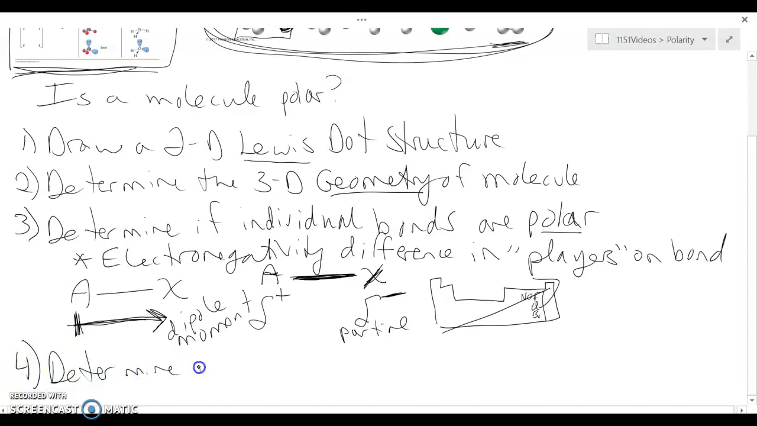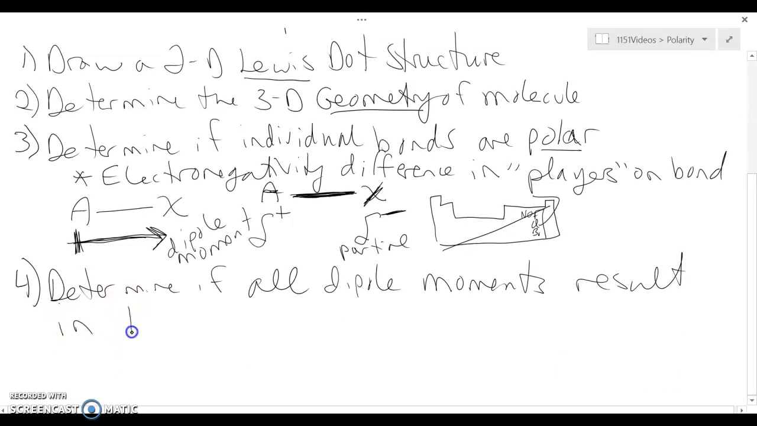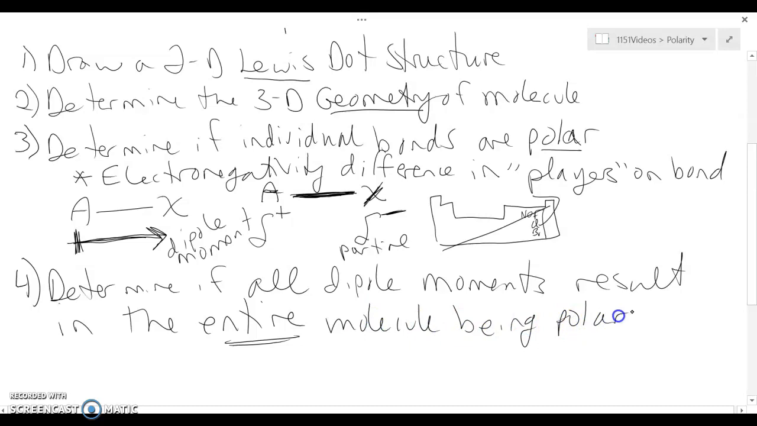Okay? Then the last step is to determine if all dipole moments on the individual bonds result in the entire molecule being polar, or if they add up and, for example, based on the geometry, cancel each other out. So one example, a beautiful example of this canceling out.